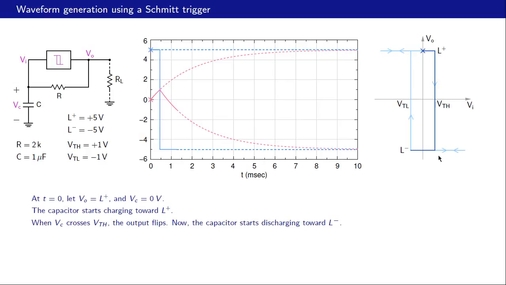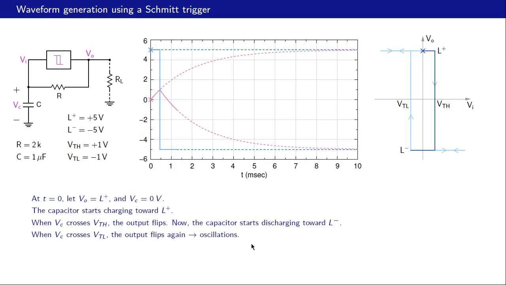Like that. And now this VO has become minus 5 volts and the capacitor will now start discharging and will eventually reach minus 5 volts. But again, that does not happen. Why? Because as the capacitor discharges, we are moving like that. VO is minus 5 and VI is decreasing, so we are moving in that direction. And when we cross VTL, again the output is going to change.